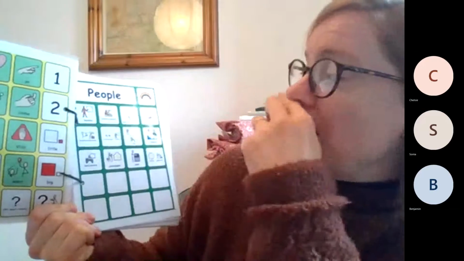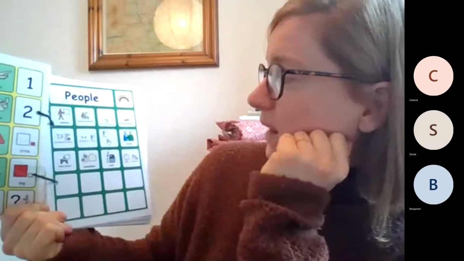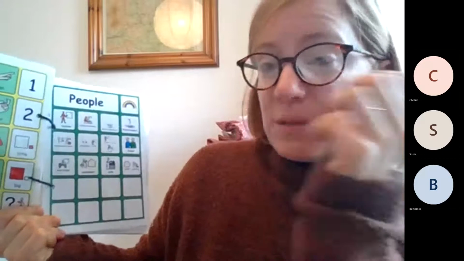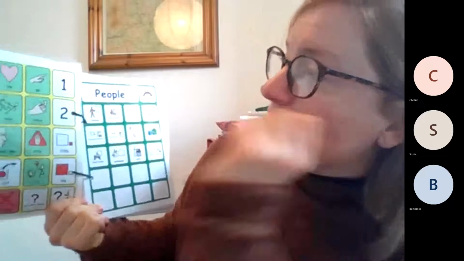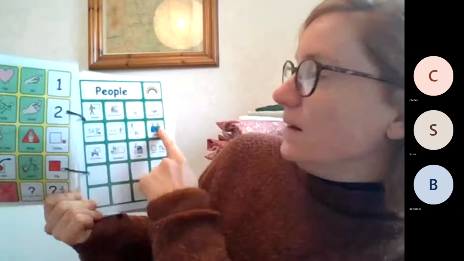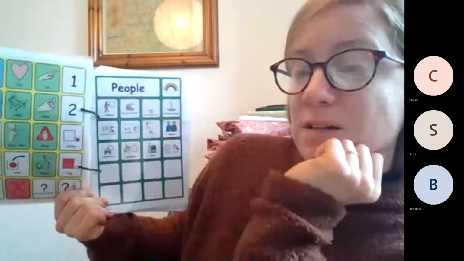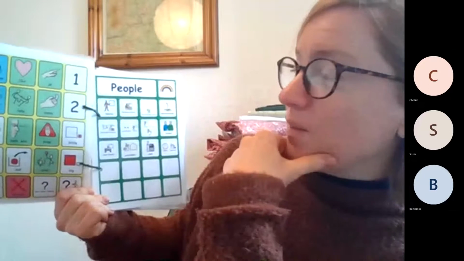So for example, this is a people page. So I might be answering a question. Someone might say, oh, who are you seeing later? So I might say, I see friend. So I'm going to see my friend. Or I might say, I go see friend. So there's lots of different types of things I could say.